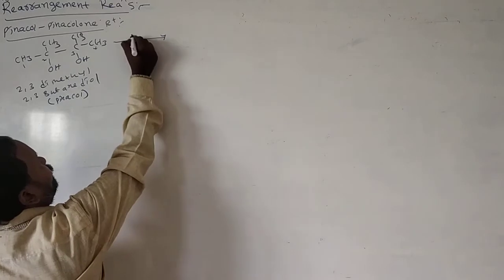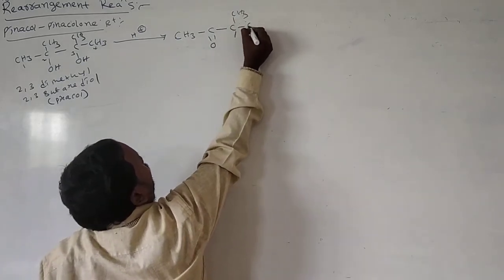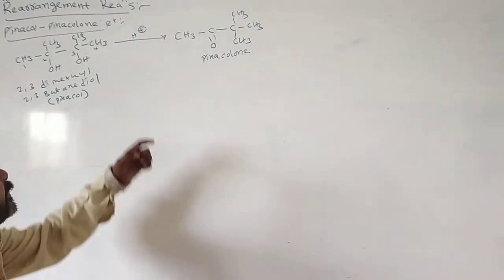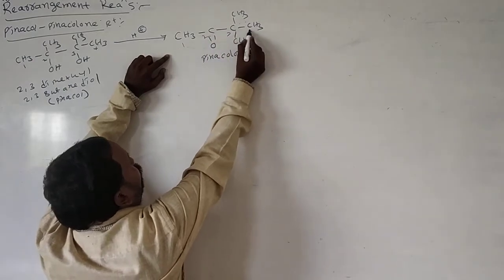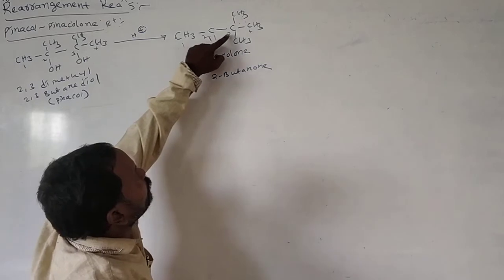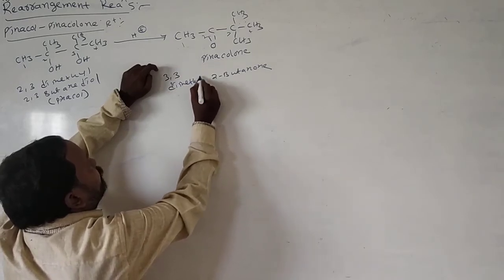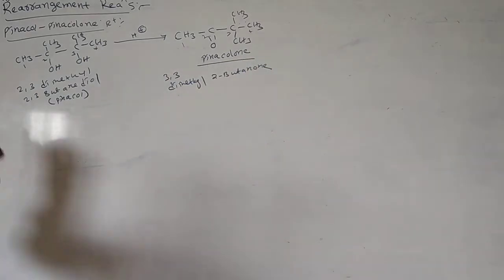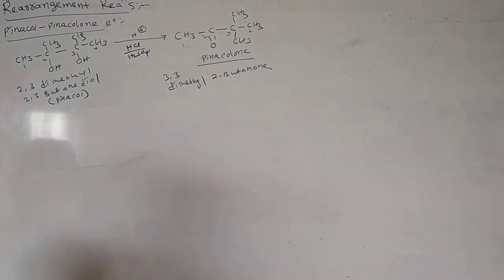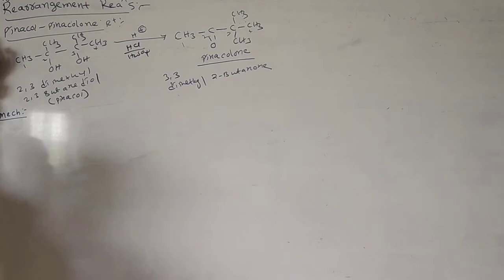In the presence of H plus ion, it converts into a ketone with CH3 and C double bond O. What is the IUPAC name of this one? Numbering 1, 2, 3, 4: here it is 2-butanone, with two methyl groups on the third carbon, yes? Right. 3,3-dimethyl-2-butanone. This we call pinacolone. How is this compound formed into this? In the presence of acid, that means hydrochloric acid or sulfuric acid. We will see the mechanism for this reaction.